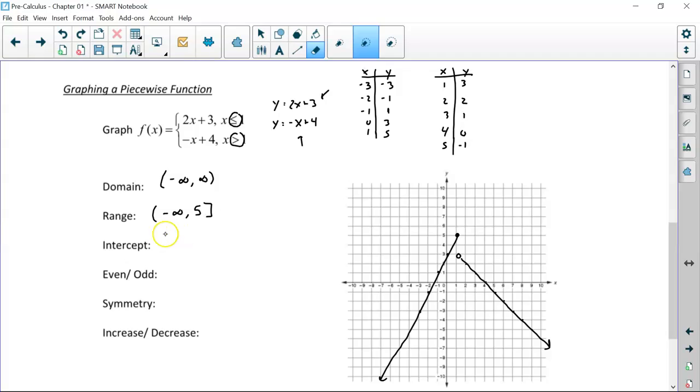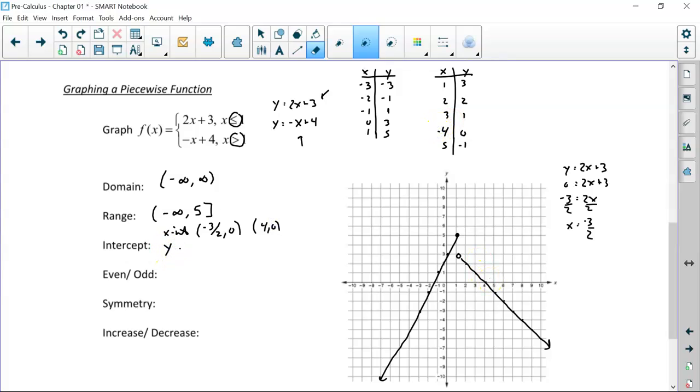The intercepts, the x-intercepts, there's 2 of them. Now you could find them algebraically, and we'll do that for the top one. So for y equals 2x plus 3, 0 equals 2x plus 3. When we solve, negative 3 equals 2x, divide by 2, x equals negative 3 halves. So we have an x-intercept at negative 3 halves, 0, and the other x-intercept is at 4, 0. We can see that from the table and from the graph. Our y-intercept is at 0, 3.